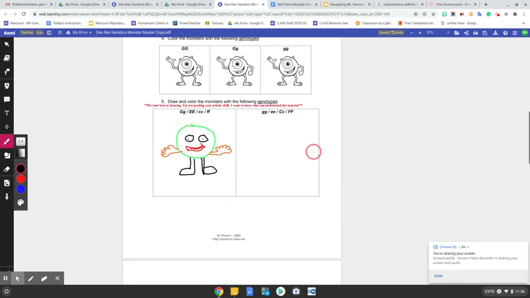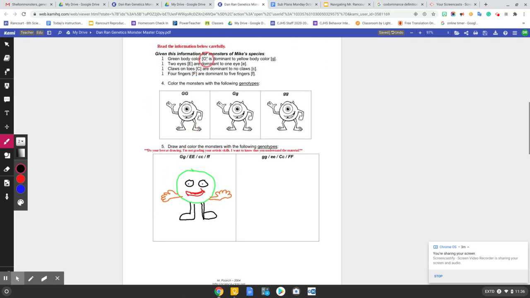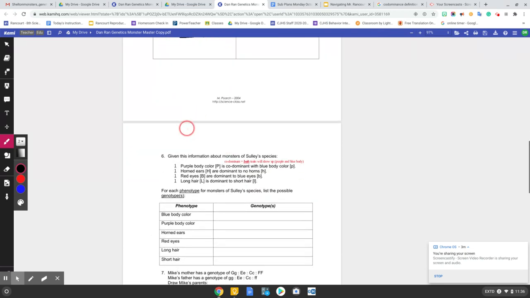Okay. So that's question 5. So you're just going to draw and color the monsters with the following genotypes. Okay. If you're like, well, what do these mean? Again, go back up here and it will tell you. Okay. Then question 6 says, given this information about the monsters of Sully species, purple body color is codominant with blue body color. We haven't talked about this term codominant, but codominant just means that both traits show up. So when you color the body, it should be a mixture of blue and purple. That's what that means, okay?